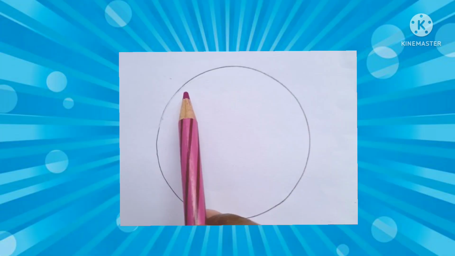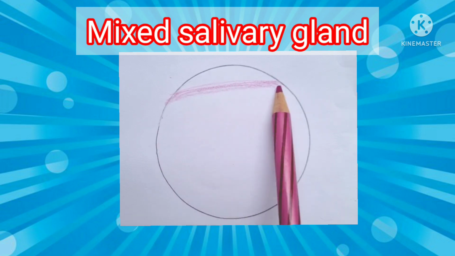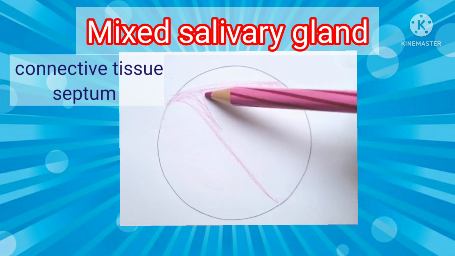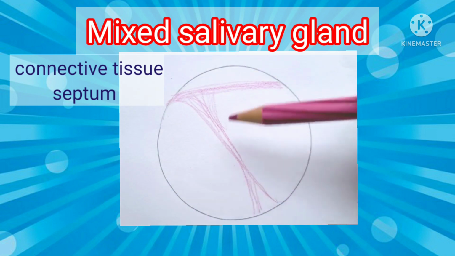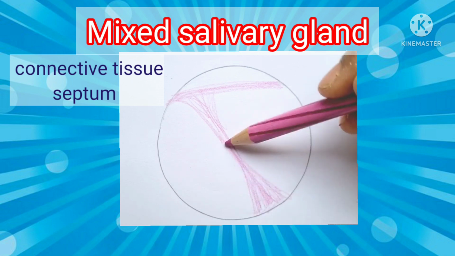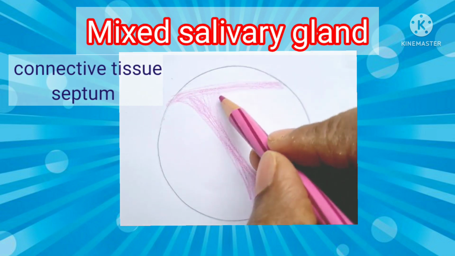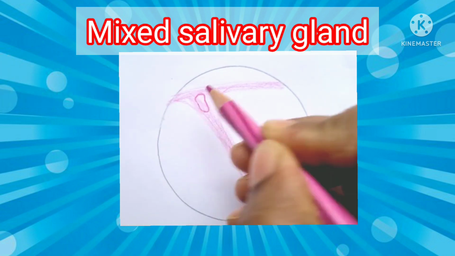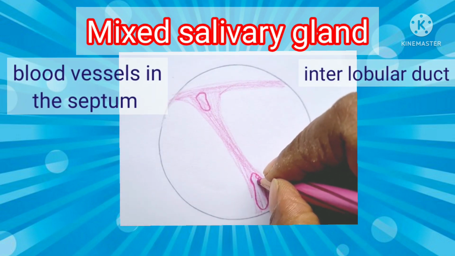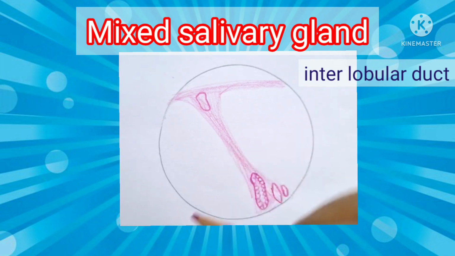Now coming to the mixed salivary gland. The example is the submandibular salivary gland. The architecture is the same. It is covered by a capsule. The capsule will send septa which divide it into lobes and lobules, and these septa will contain interlobular ducts and also the bigger capillaries. Interlobular, between the lobules: interlobular duct and also the blood vessels.